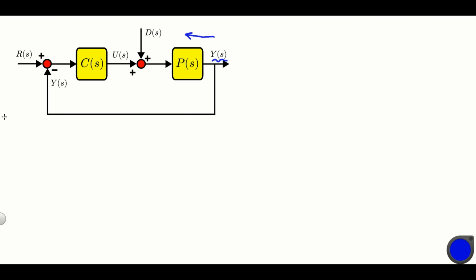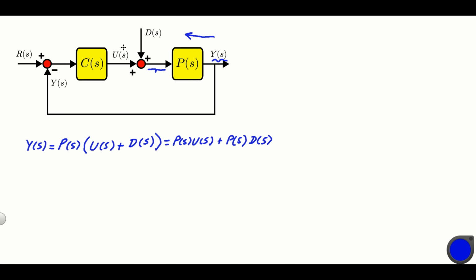From here, we have that Y of S is equal to the plant transfer function P of S. And let's see what we have over here. Note that this signal is getting inside of this transfer function, and this signal is U of S plus D of S. Consequently, over here we will write U of S plus D of S. And if we multiply this equation, we will obtain over here P of S multiplying U of S plus P of S multiplying D of S. Good.